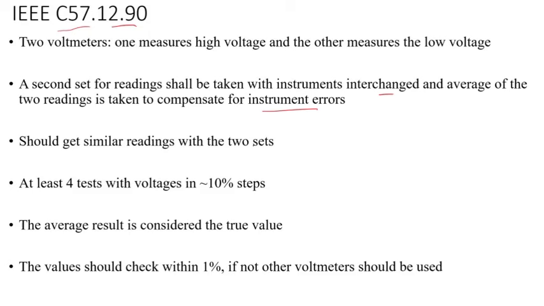You should get similar readings with the two sets. Obviously you want to have similar readings. At least four tests with voltages in 10% steps. The average result is considered the true value, because since you're not applying close to rated voltage, you're going to have some errors. But by doing these steps, you get close to the true values. The values should check within 1%. In other words, if not, other voltmeters should be used.